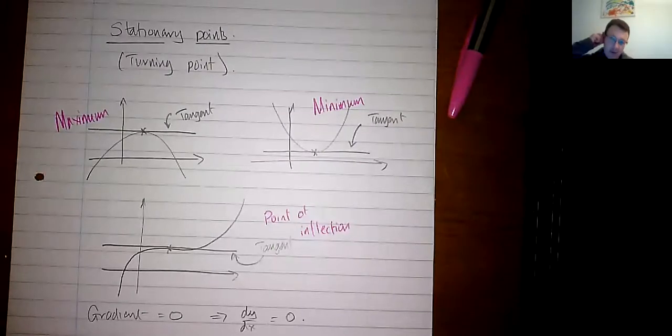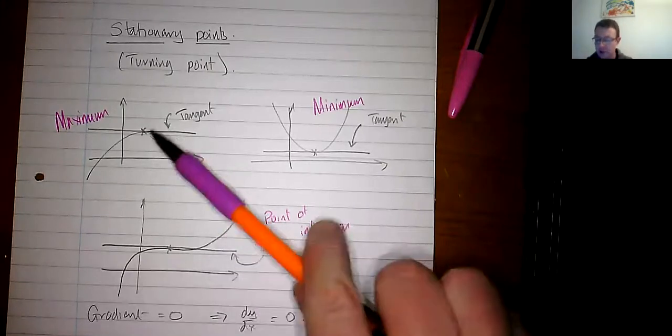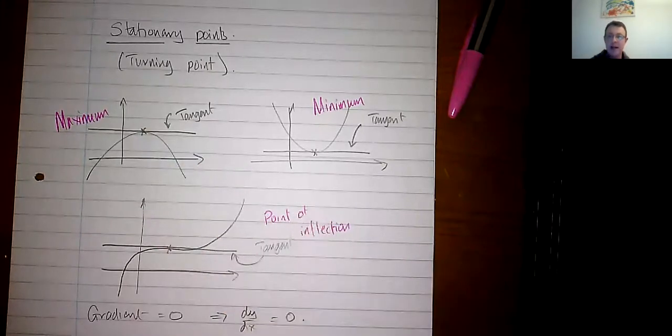Like this curve could represent the speed of a car. You want to work out the maximum speed, so you want to work out where dy/dx is 0. Or it might be the minimum cost of something, or think of formulas that you might see for volume and stuff, and you might find the minimum surface area or something like that. So it's all really, really important.